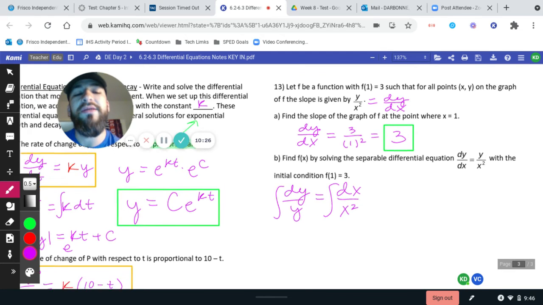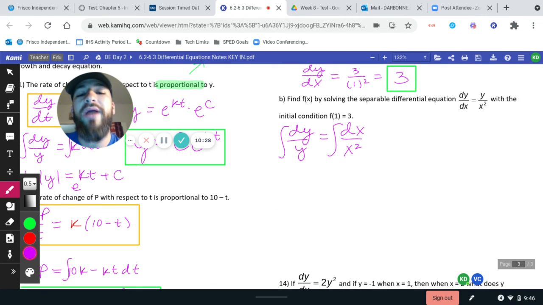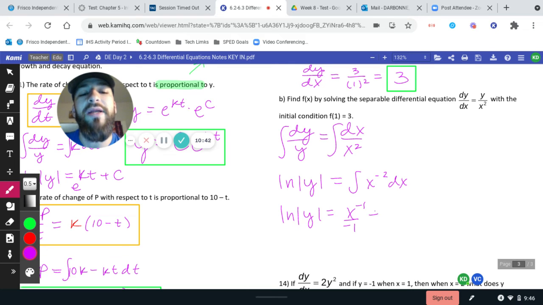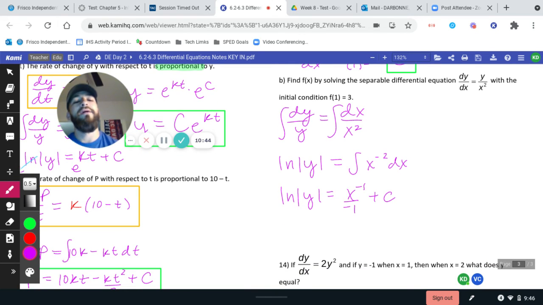Integrate both sides. Over on the left side, dy over y just becomes the natural log of the absolute value of y. Over on the right side, I can move that up first. This becomes x to the negative 2 dx. So I get the natural log of the absolute value of y is equal to x to the negative first divided by negative 1. And then, of course, tack on that constant of integration plus c. So before I even plug in my initial condition, the natural log of y is equal to negative 1 over x plus c.